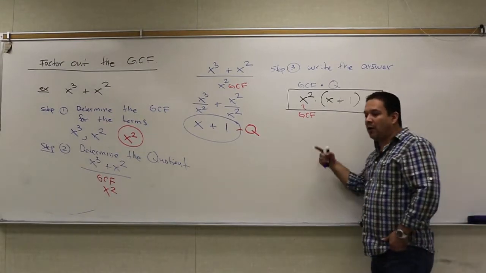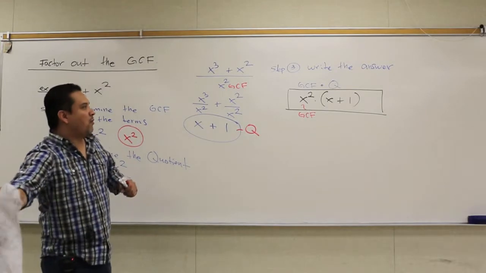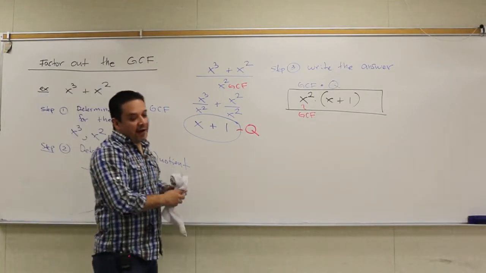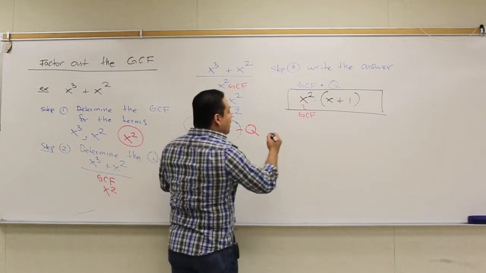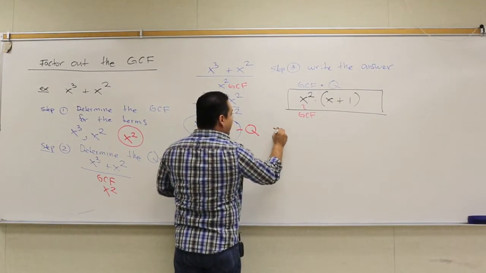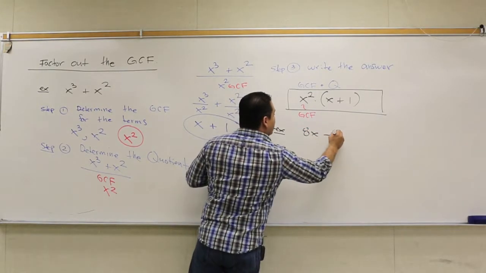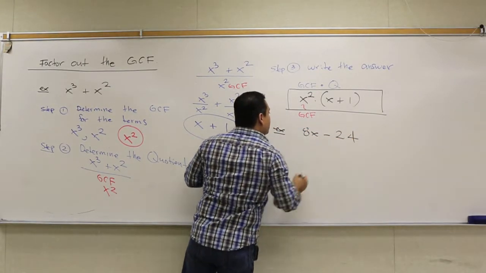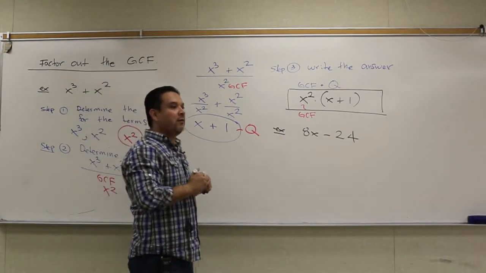Okay, so we're going to do some more. And notice that we're going to follow the procedure. Like I said, you want to do that because you're going to see factoring for a long time. We'll do some easy ones. You have to really work with factoring. What if you had 8x minus 24? Again, we have to factor out the greatest common factor.